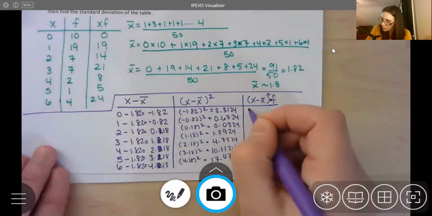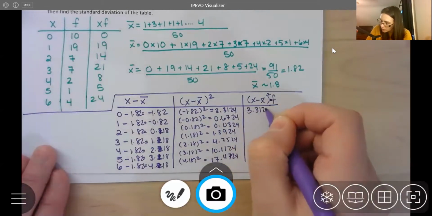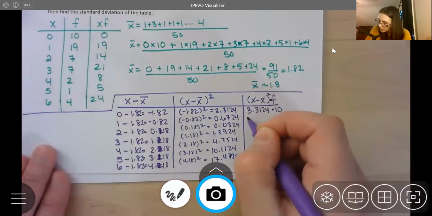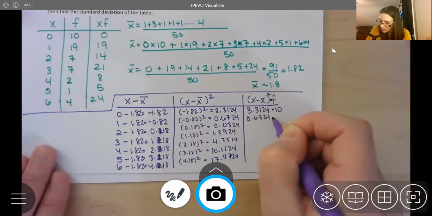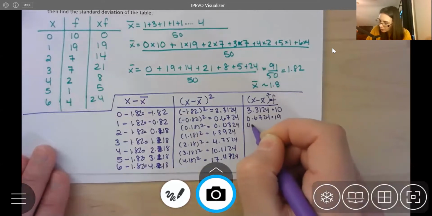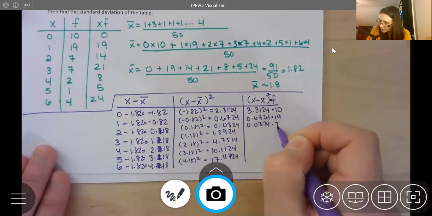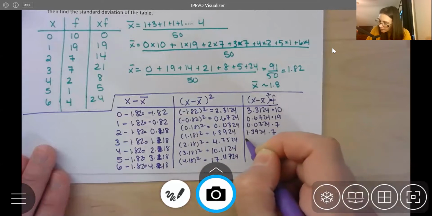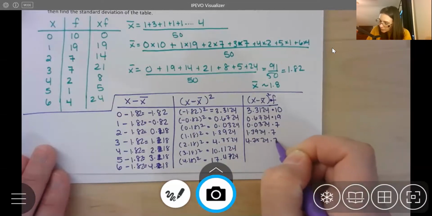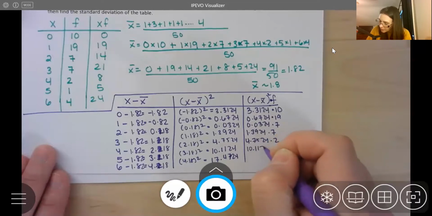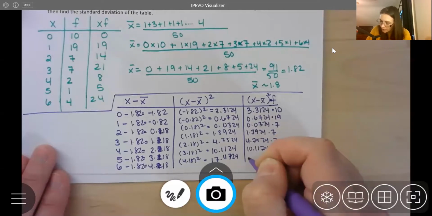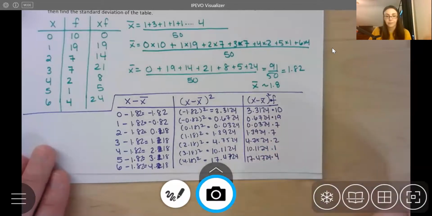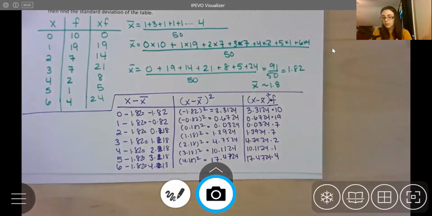So in the first case, I'm doing 3.3124 times the 10, right? Because I have 10 zeros. And then I'm doing 0.6724 times 19, 0.0324 times 7, 1.3924 times 7, 4.7524 times 2, 10.1124 times 1, and 17.4724 times 4. So I'm going to get all these calculations.